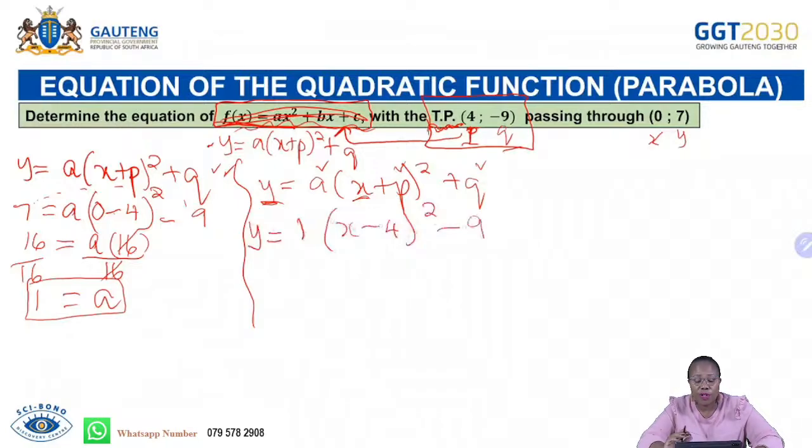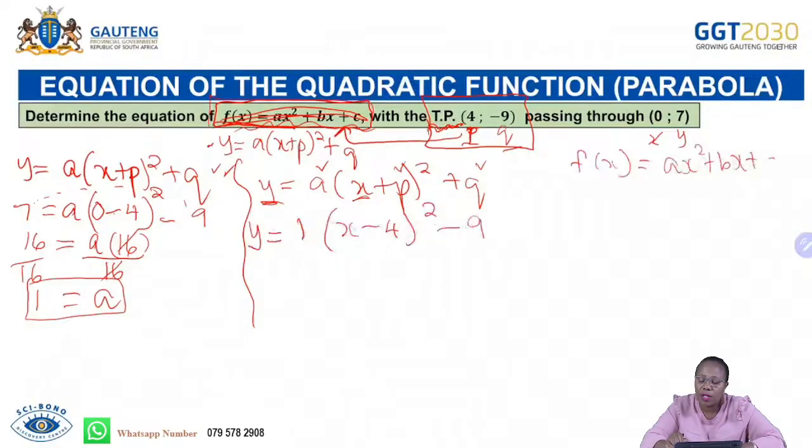But grade 12, we cannot stop in this format because they have told you that you are looking for f at x in this format, ax squared plus bx plus c. So you need to remove the bracket until you have that format of notation, and then this will be 1 times anything, the same number.